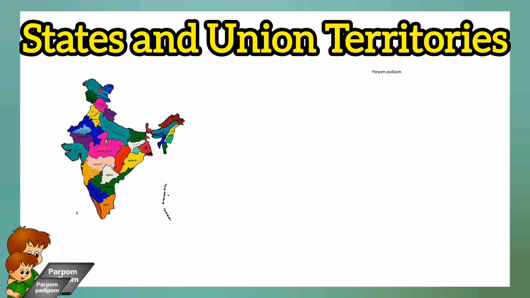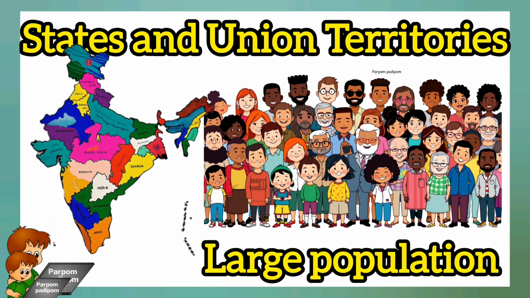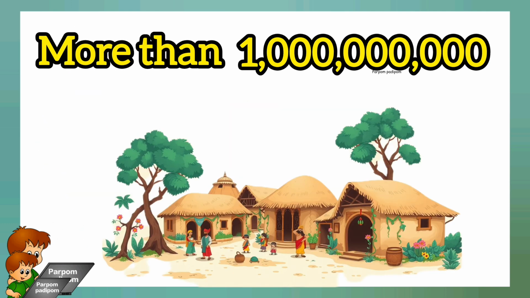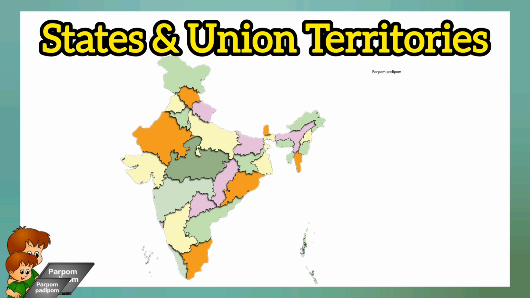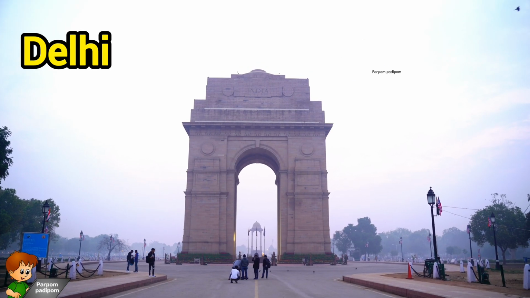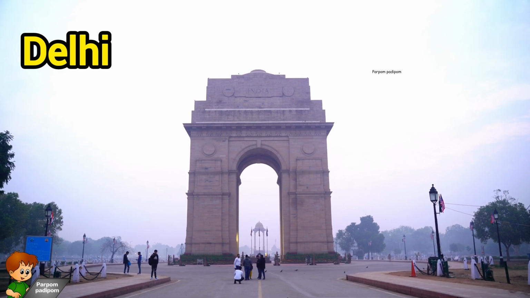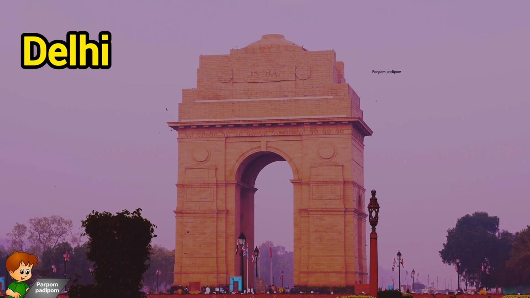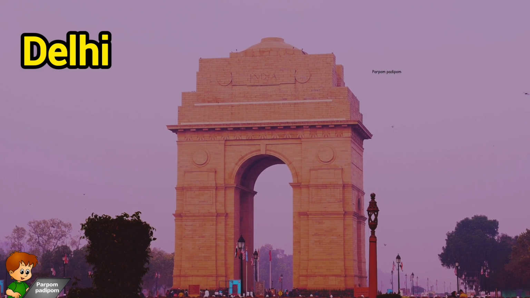We know that India is a big country with a large population. There are more than 1 billion people who live in Indian villages, cities, and towns. In order to run it efficiently, our country is divided into smaller areas. These areas are called states and union territories. India has 28 states and 8 union territories. The capital of a state is the most important town or city in the state, as it is the seat of the government of that state.